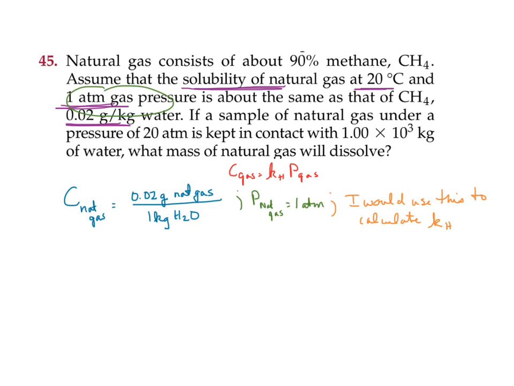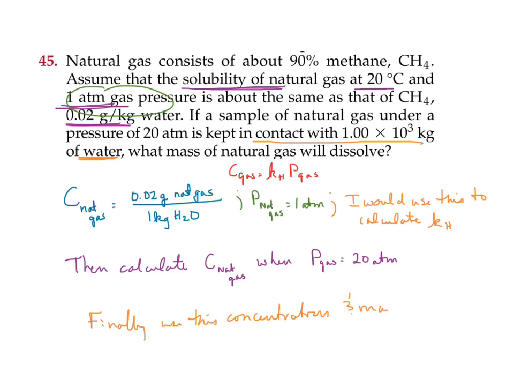So from this concentration and this pressure, you can get a KH, right? Then use that KH to jack up from 1 atmosphere to 20 atmospheres and find out what the new concentration will be. But you're almost done, because once you have that concentration, it asks how much methane is going to be dissolved in that 1.00 times 10 to the 3rd kilograms of water. So you're going to use a factor label: use this concentration and the mass of the water to get the mass of the gas that was dissolved in that mass of water. That's what I would do.